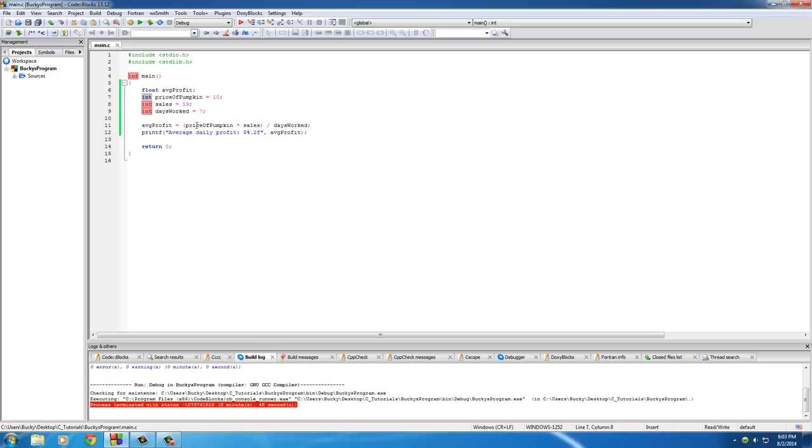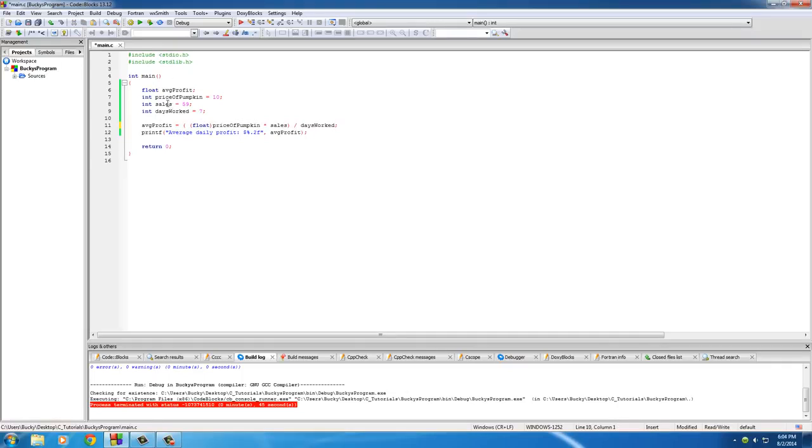Anyways, in order to take these variables and convert them to floats, right before the variable name, add parentheses and type the data type that you want to convert it to. Now this is temporarily going to change this price of pumpkin, which was an int, into a float. It's not going to change it permanently. If you ever use it in your program again later on, it's still going to be an int. Just for this line and this instance of the variable, it's going to be a float.